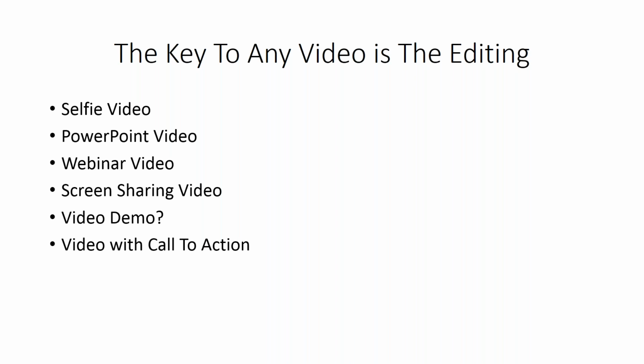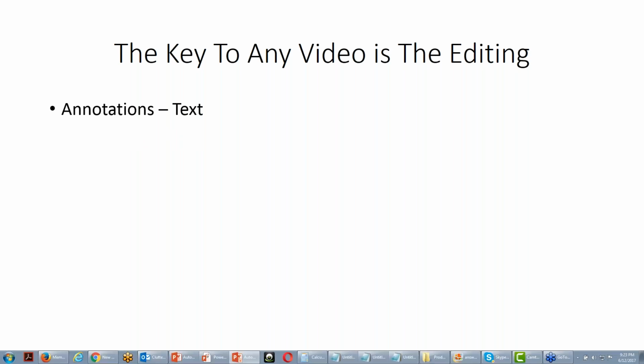We can take any existing video and we can add it inside of Camtasia. We can even take an audio-only video and turn that video into something that we can use in order to make more sales. So the key to any video is going to be the editing. So what are those features inside of Camtasia that help us to do that? Well, one of the things that we can do inside of Camtasia is we can add annotations of text.